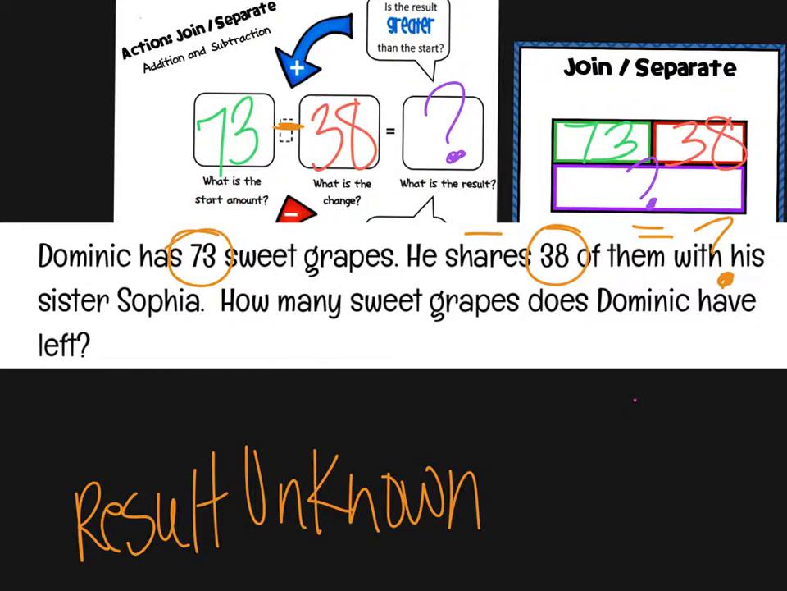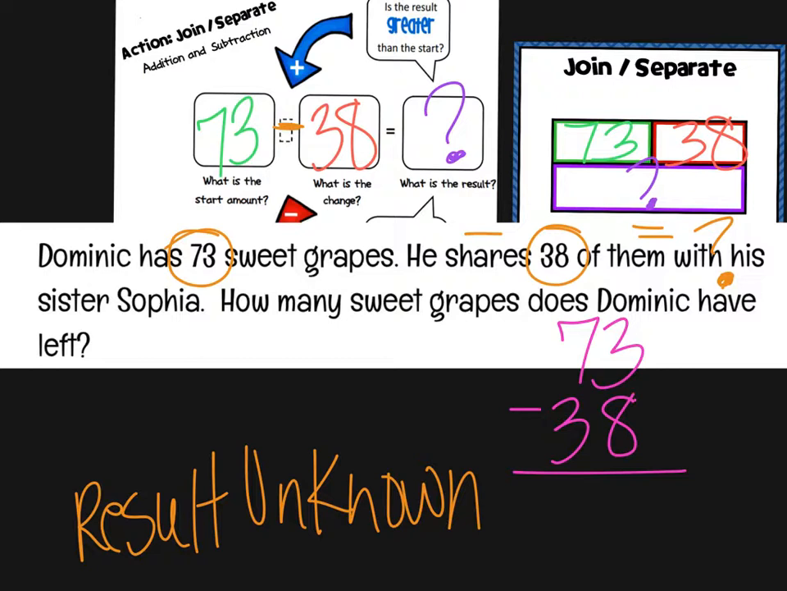That's right, it's going to be less. Okay, so now let's see what we can do here. Because it's a result unknown, and I have my start, and I have my change, then real simple, all I have to do is exactly what it says. It says I have to do 73 minus 38, because I have to figure out how many grapes he has left after he shared some with Sophia. So let's do the problem.